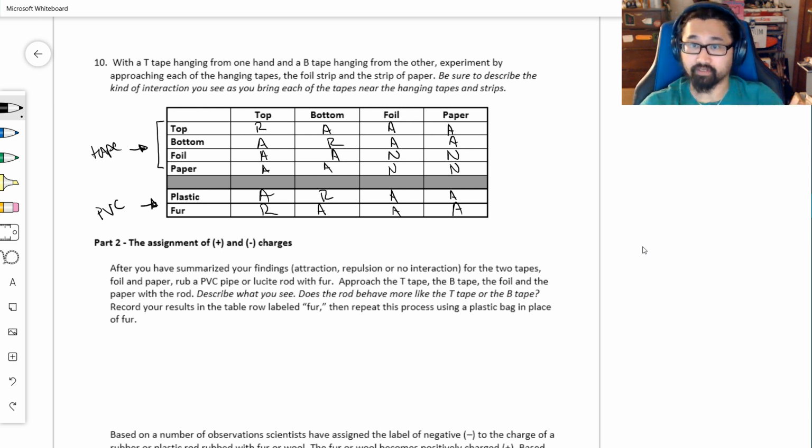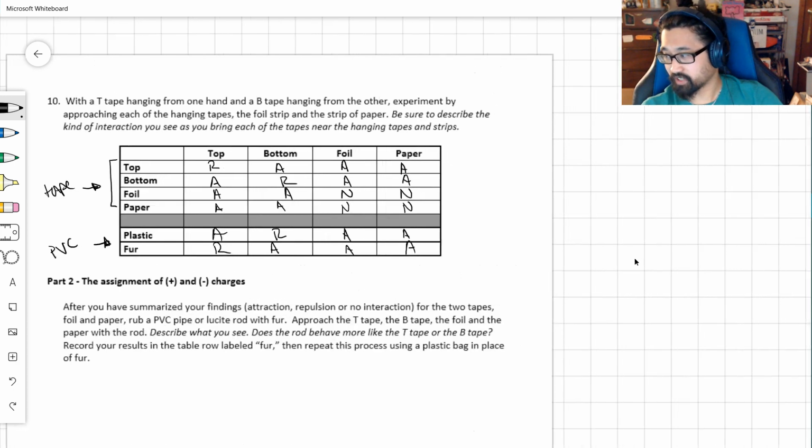But with the PVC pipe, what you should have definitely noticed is that the attraction and the repulsion was way stronger, and that should make sense. It's a bigger object than the tape, right? What was actually happening here? What physically was happening?